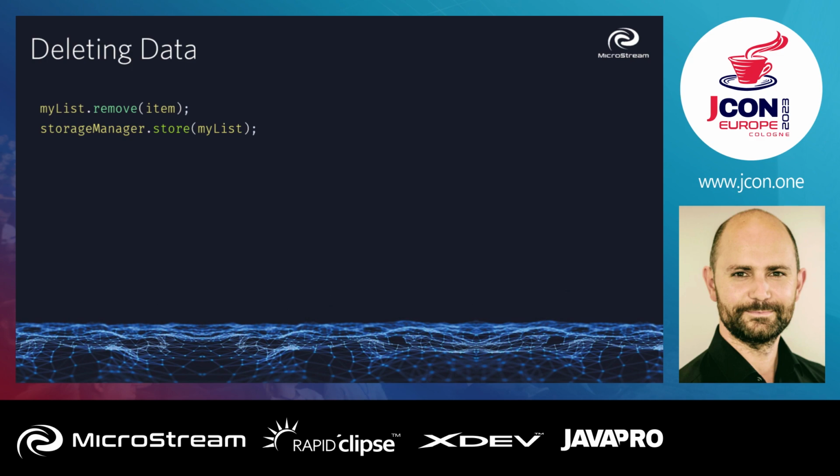The object is kept in memory by the Java garbage collector as long as one reference exists to this instance. If you remove all references to this instance, the garbage collector will clean it up finally or eventually. And that's the same with MicroStream, because MicroStream reflects the state of the JVM in a storage layer. So let's say you remove an item from a list: you change the list, so store the list again.